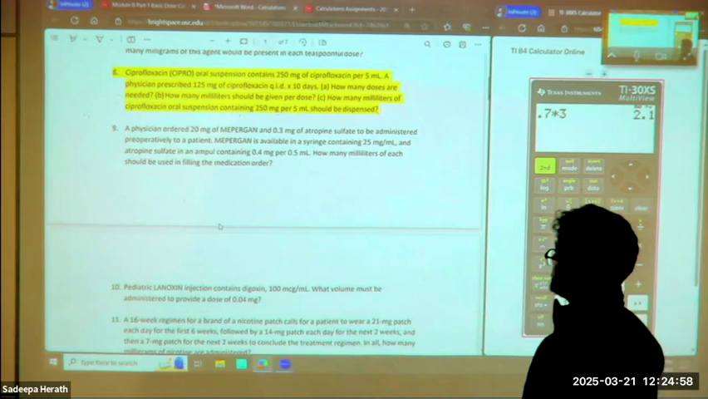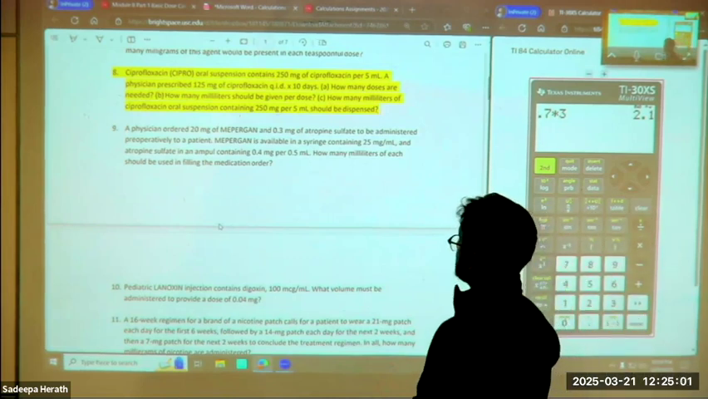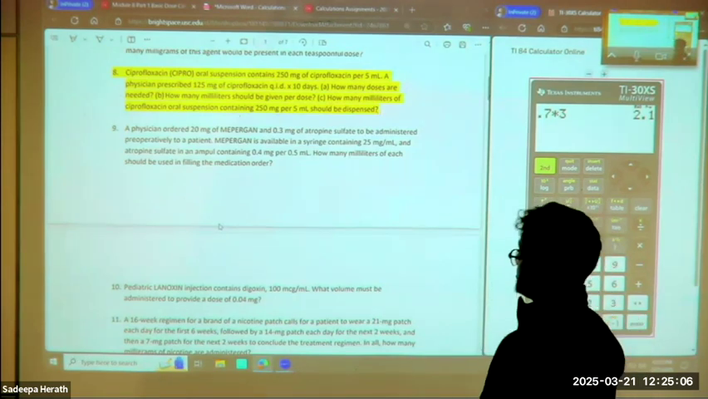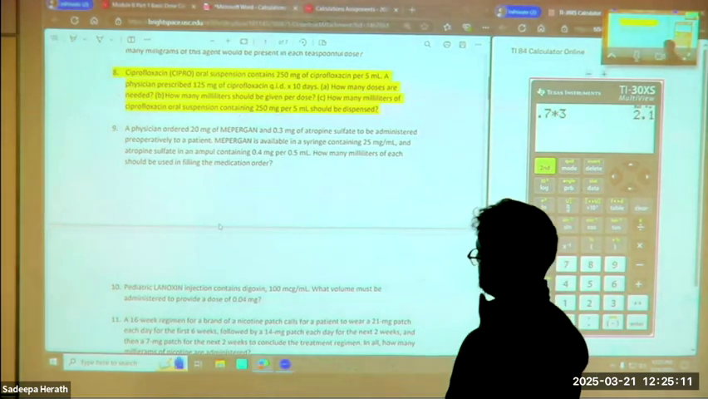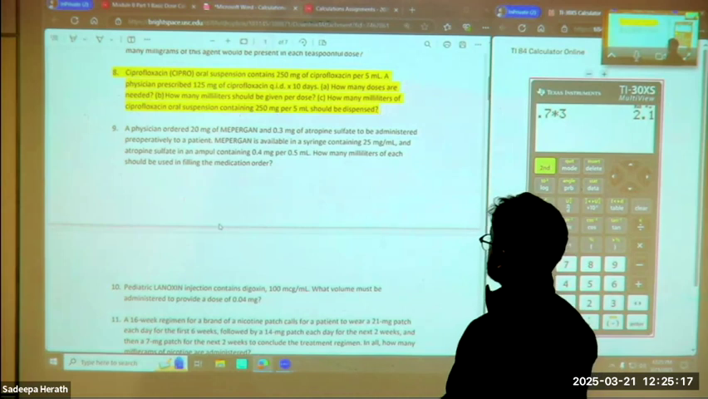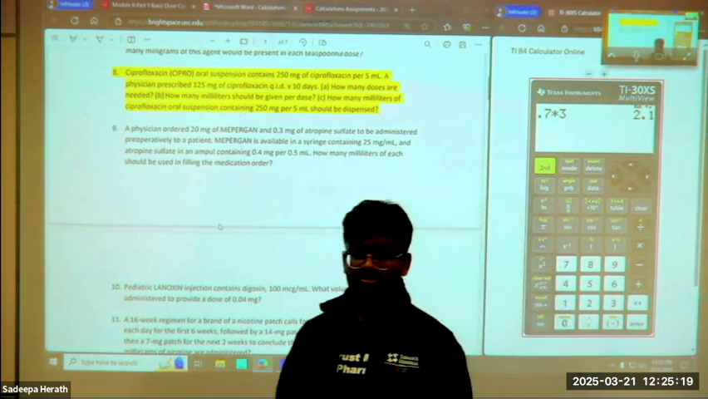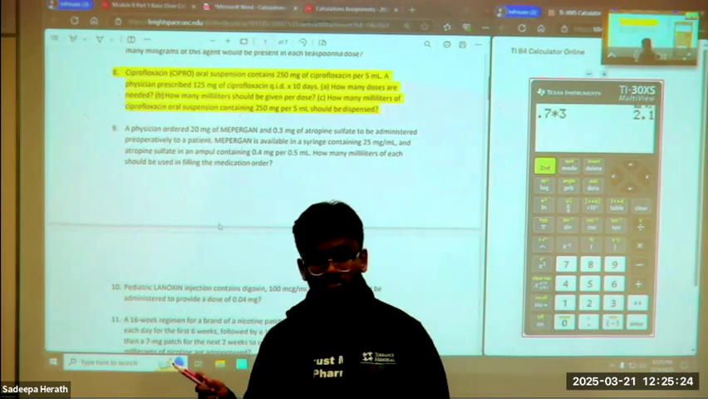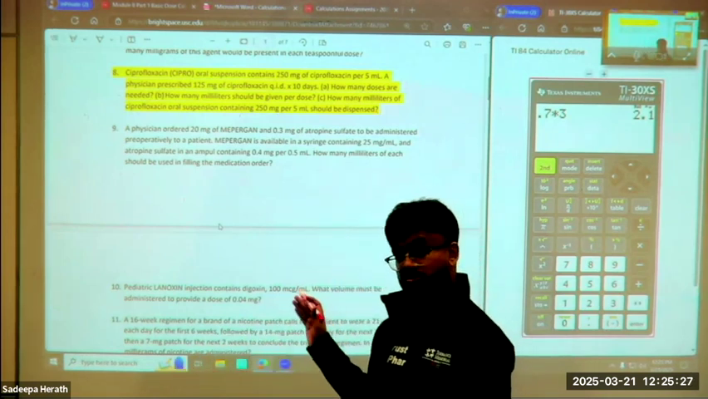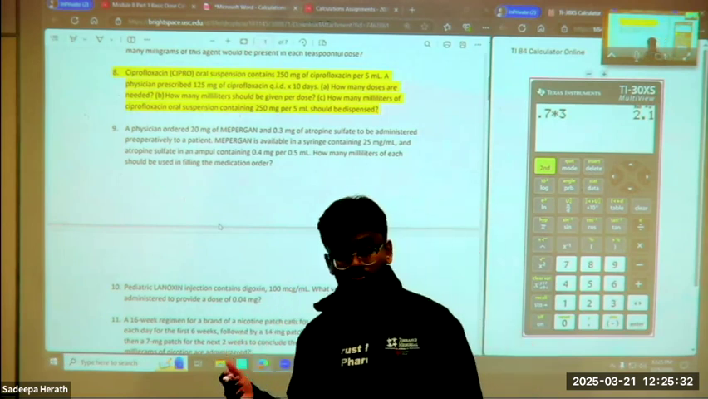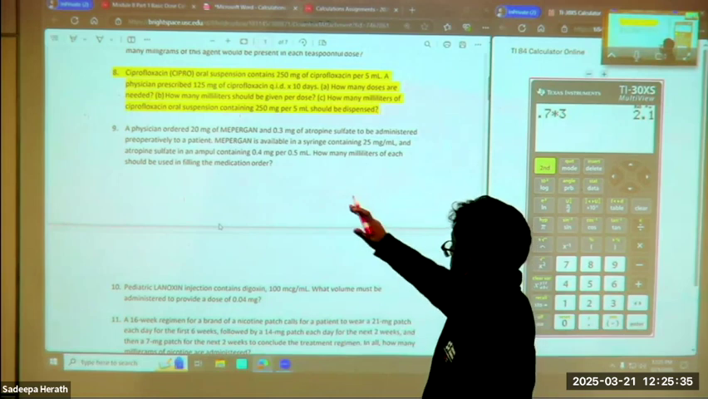First question is how many doses are needed? Second question, how many milliliters should be given per dose? And third question, how many milliliters of ciprofloxacin oral suspension containing 250 milligrams per 5 ml should be dispensed? Okay, so let's start with how many doses are needed. That is basically just asking how many times a person is going to be taking this according to the prescription. So we don't worry about strength for this question. We're just looking at how many times this person is taking it. So we look at the SIG.